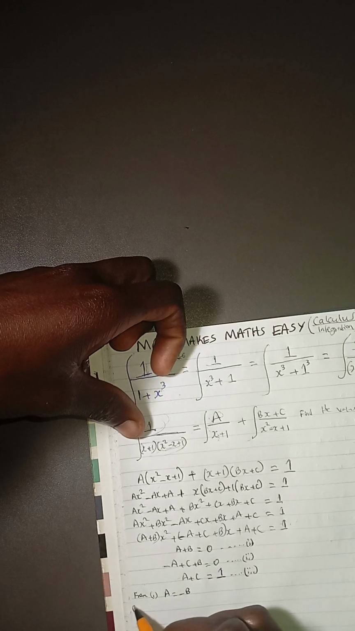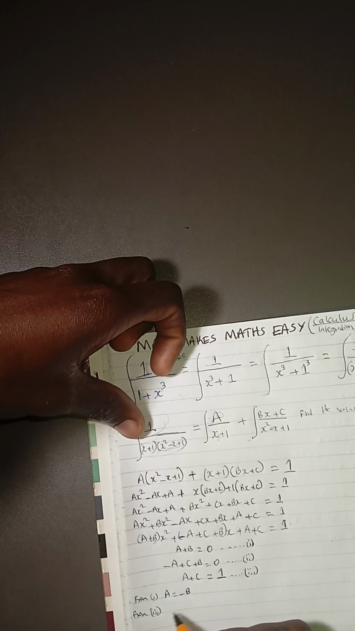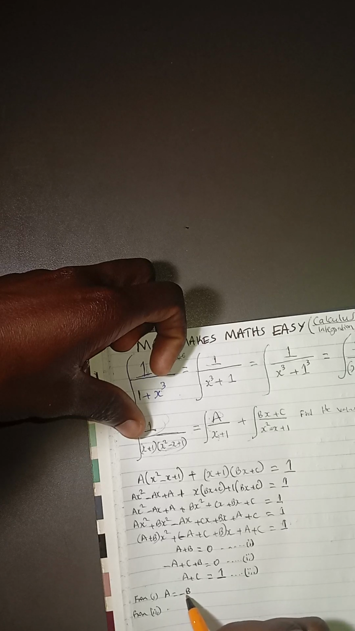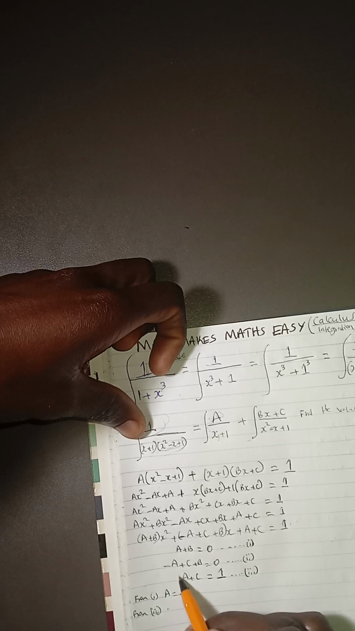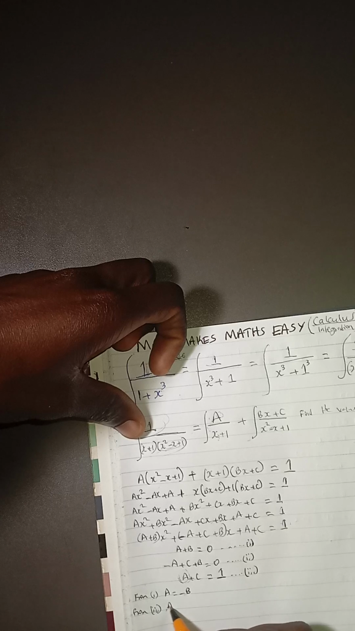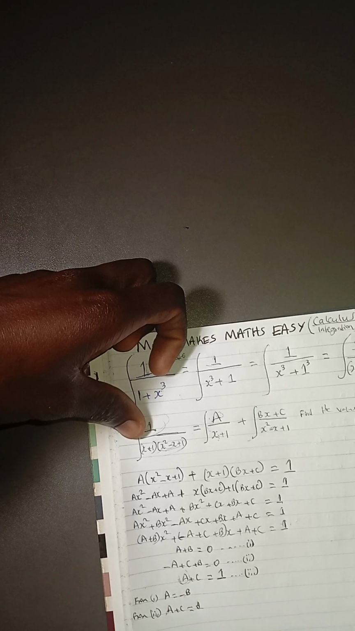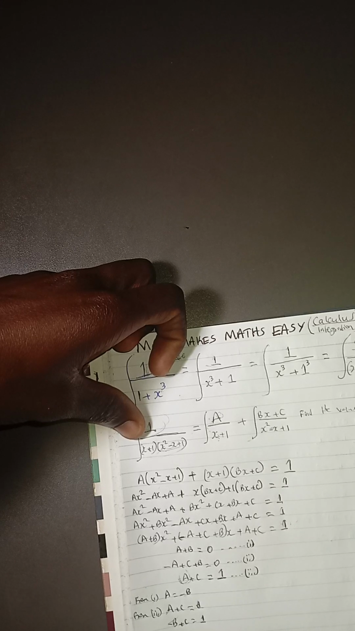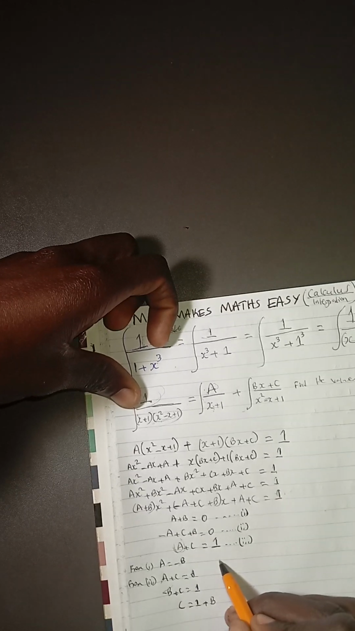And from our third equation, remember we said a is equal to minus b, so we can replace a here. Since from equation 3 we have a plus c is equal to 1, we can say minus b plus c is equal to 1. Then c will be 1 plus b.